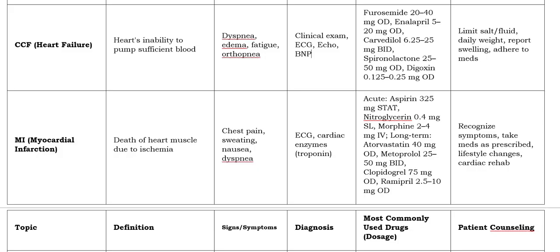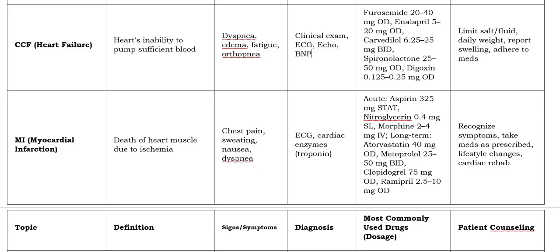And what about patient counseling after an MI? Vital for recovery and prevention. What's the advice? Counseling is pretty comprehensive, educating patients to recognize symptoms of another event so they get help fast. Crucial. Taking meds exactly as prescribed, these are preventative. Making those significant lifestyle changes: diet, exercise, smoking cessation. Big changes. And participating in cardiac rehabilitation programs. Structured programs help recovery and improve heart health.